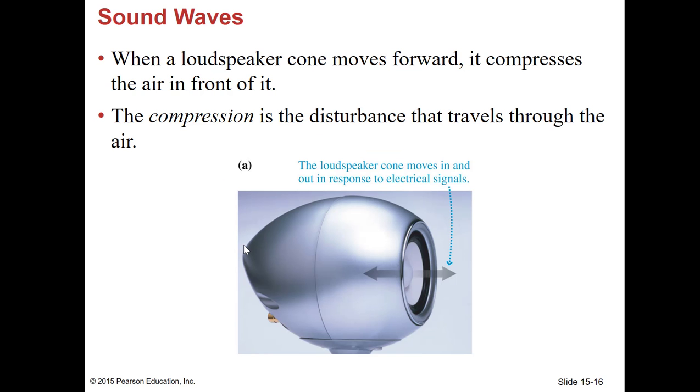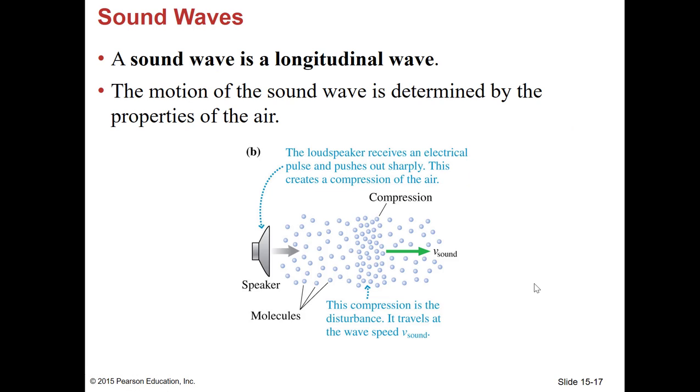Sound waves are, on the other hand, longitudinal waves. When a loudspeaker cone moves forward, it compresses the air in front of it. So here's the cone moving forward. The compression, that's what the actual disturbance is, and then the sound wave travels in the same direction as the compression. So a sound wave is longitudinal. I'm just mentioning it here. We're not going to focus on sound waves, though.